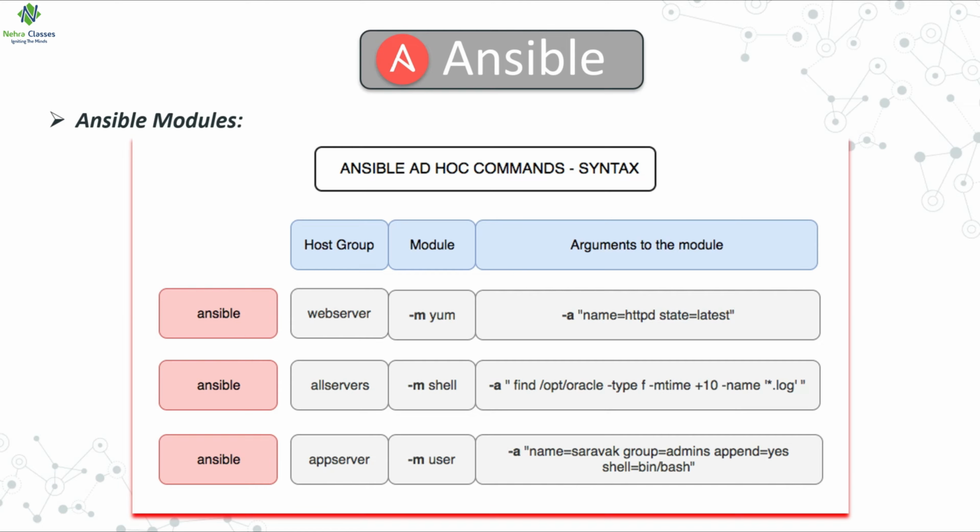In the previous session, I showed you the Ansible ad hoc command syntax. In this syntax, you will find that we use the module with option -m. So you can see this column where we are using option -m with different commands. These are called the modules. Like you can see the yum module, shell module, and user module. These are some pre-written modules that we can use in ad hoc commands and in playbooks. Each one is used for a specific purpose, and there are thousands of modules available for Ansible.